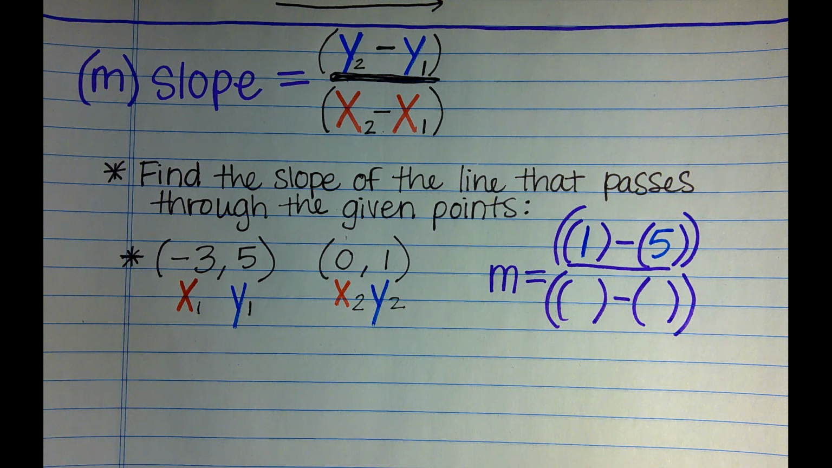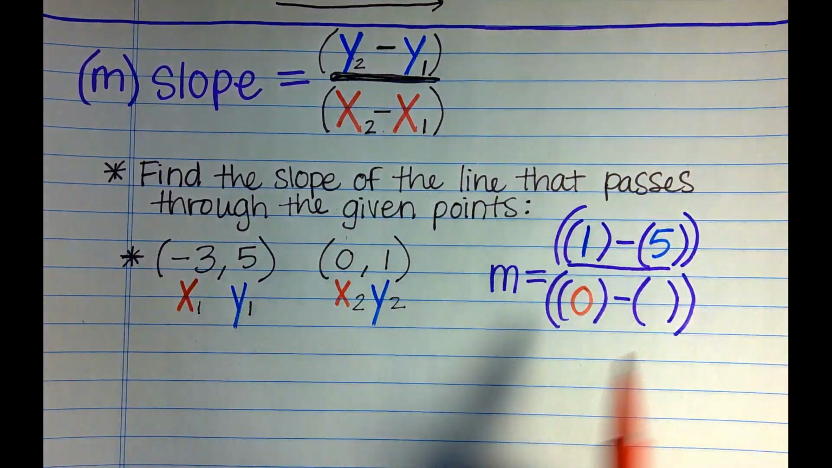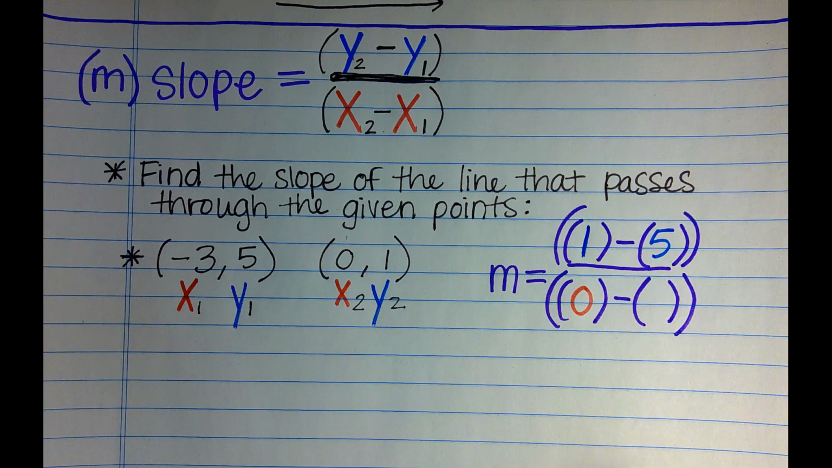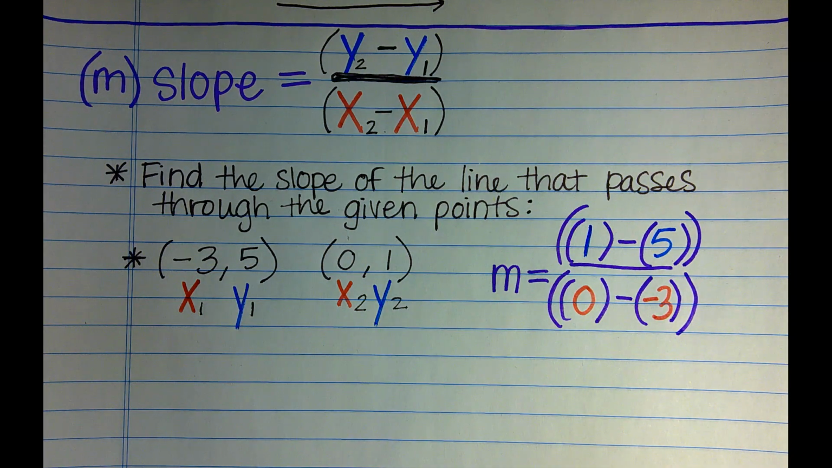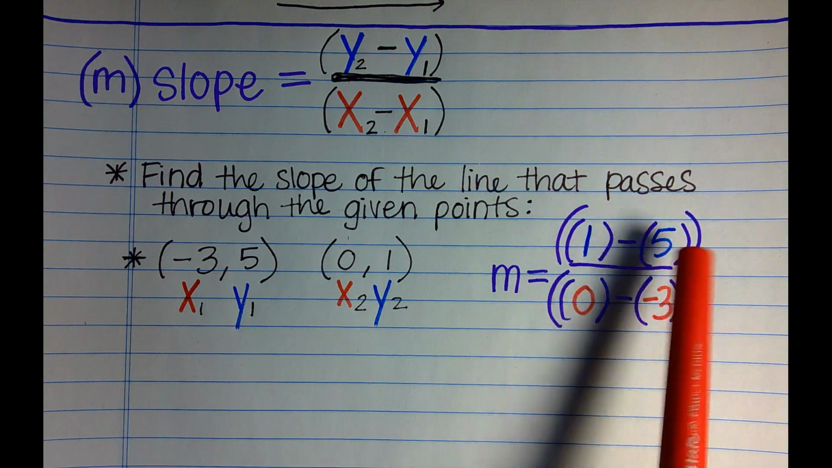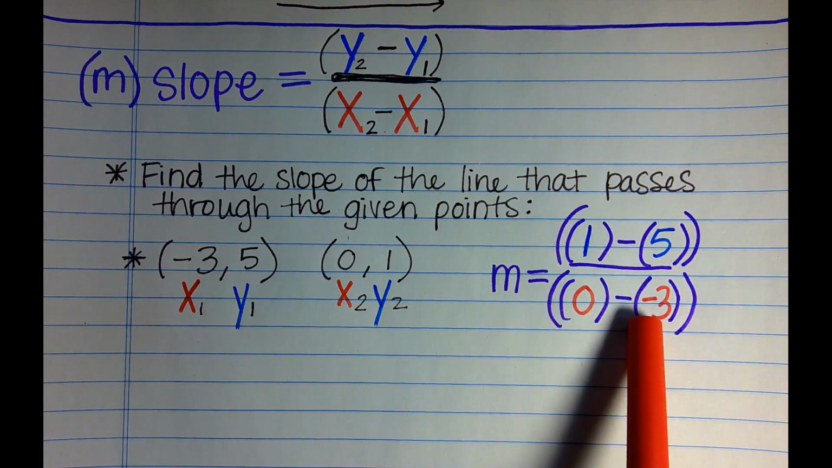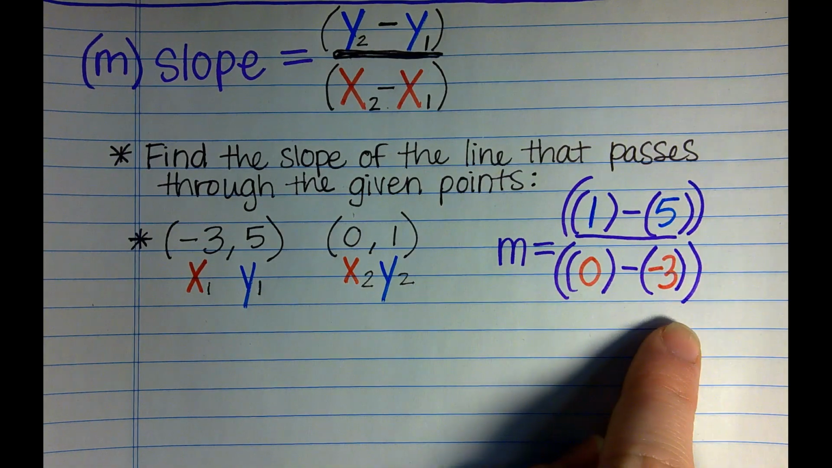Now let's plug in x values. I need x2 to come first. So what's my x2? 0. Then I need x1. What's my x1? -3. Okay. So I've plugged all my numbers in. I have 1 minus 5 over 0 minus -3. Now, this is different from 0 minus 3.